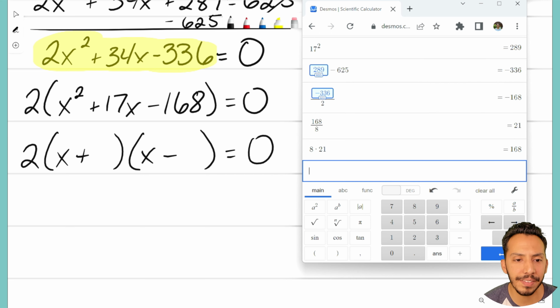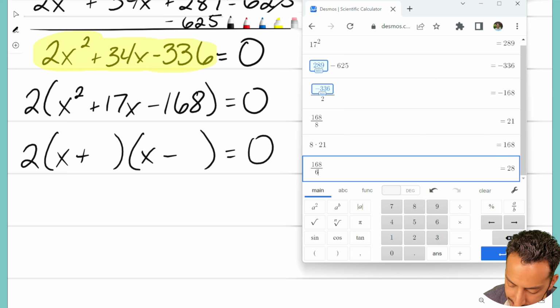Can I get to 17 if I'm using 8 and 21? And I don't think I can, right? I think those numbers are too spread apart for us to get to 17x. So I don't think that's the one I'm going to want to use here. Okay, but that's all good. Let's try this. What about 168 divided by 6?